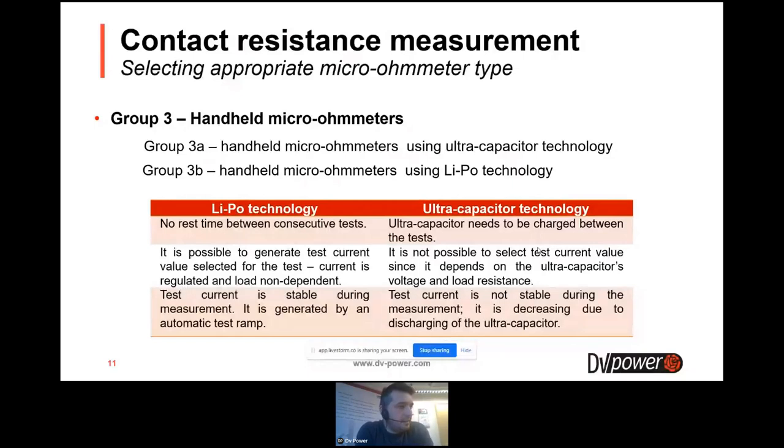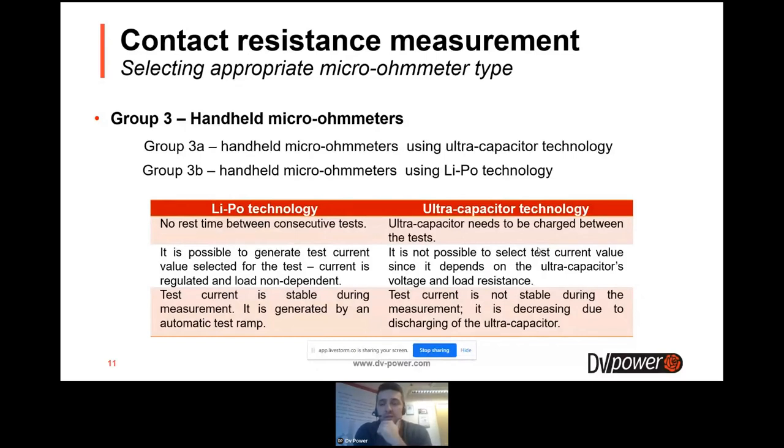However, in this field there are two different technologies for generating the current from the handheld unit. So all these devices which you find in the market usually are capable of generating 100 or 200 or even 300 amperes, and that looks quite incredible, because the weight of these devices is maybe 1 kilo or 1.5, something like that. So how is this possible? There are two different technologies.